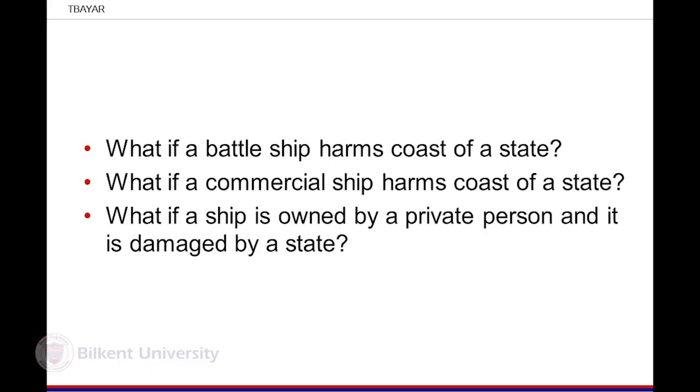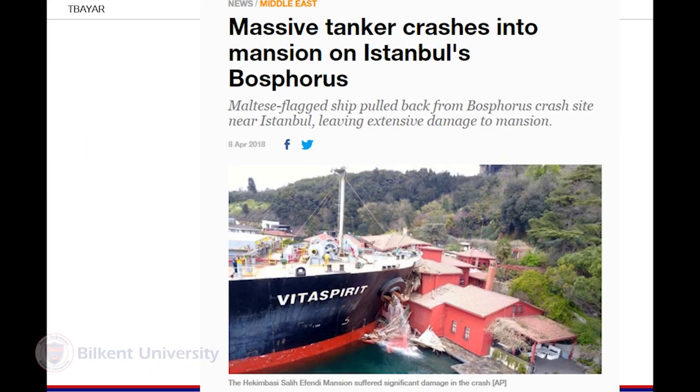What if a commercial ship harms the coast of a state? Like here. Do you remember that event taking place? I guess that was not long ago. 8th of April 2018 is written on the news. So that's a historical mansion on the Bosphorus. And that's a commercial ship, a heavy vessel. If I'm not mistaken, its flag belonged to Panama.